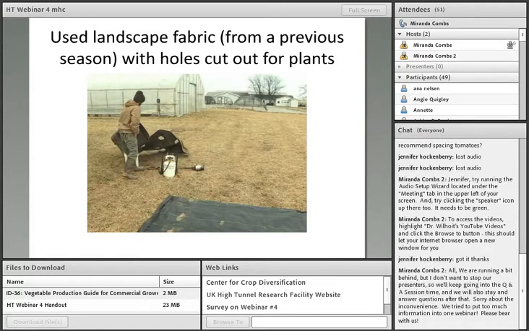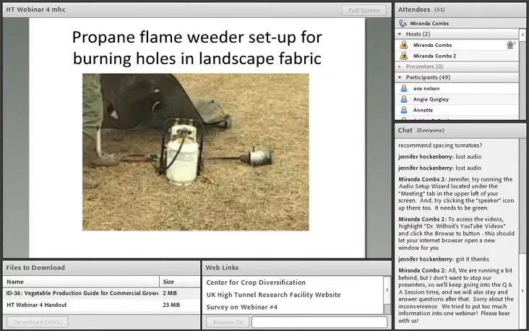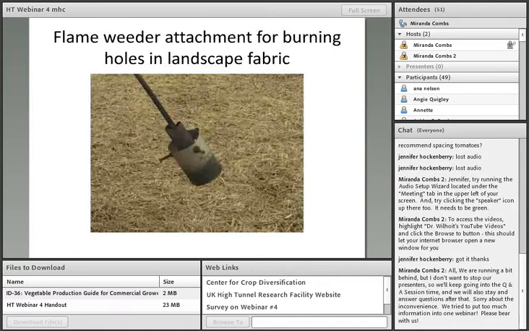So Aaron has actually developed an attachment to a flame weeder for use in burning holes in landscape fabric. This is the flame weeder unit. It's a backpack propane burner used for flame weeding. And then Aaron has fabricated a special end to the flame weeder for burning these holes. This was fabricated using, I think it's like a muffler pipe, and there's some details in the video about how this is made.